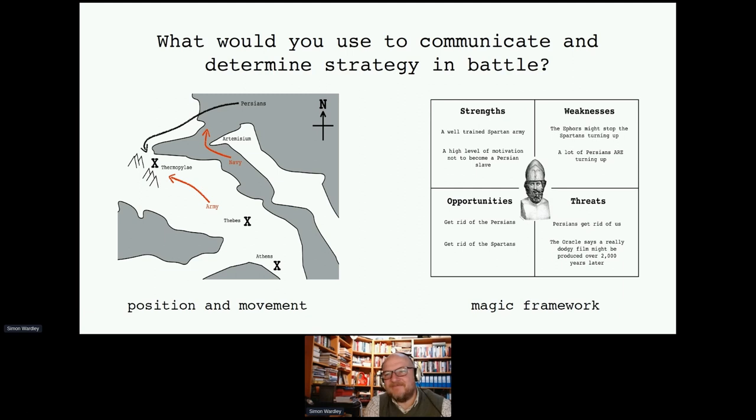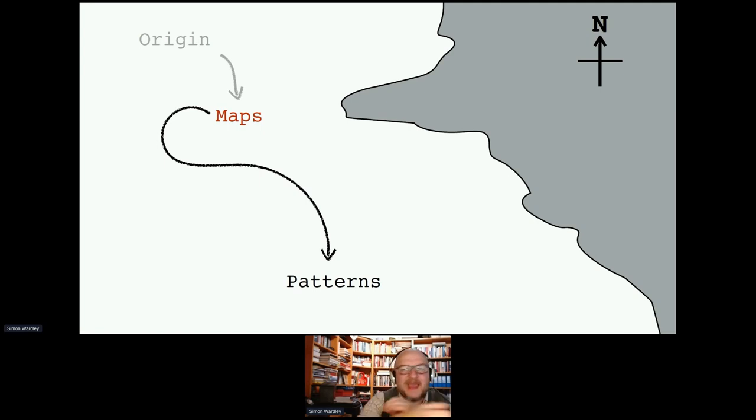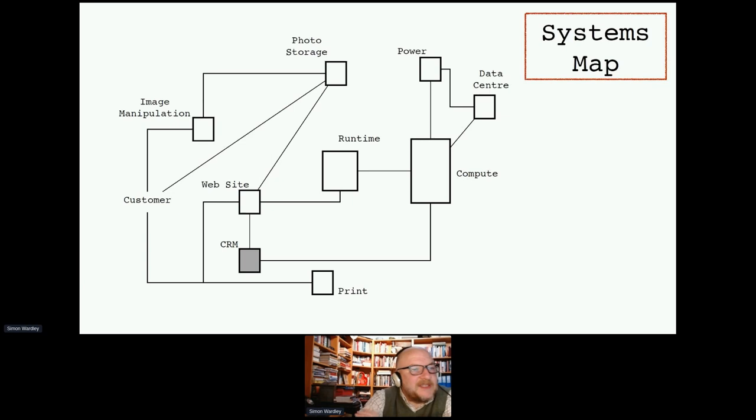So I looked at this and I thought, well, you know, I'm using these magic frameworks. I really need to use some sort of map. And so that's what got me into the subject of maps. So the first thing I did is I told everybody, send me whatever maps we've got. And people sent me loads of maps, mind maps, business process maps, systems maps. And this is a systems map for one of our lines of business.